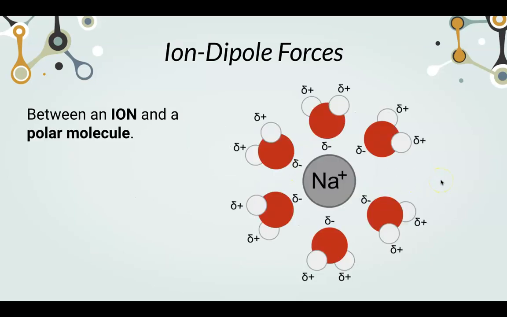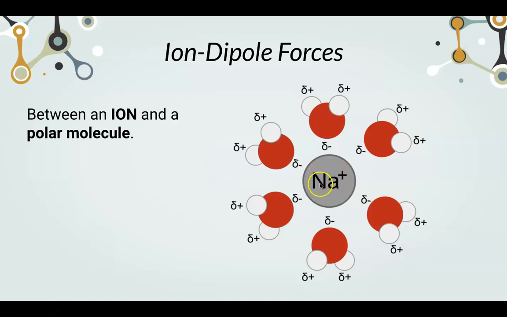Okay, there's a couple of different kinds of IMFs, that's how we abbreviate intermolecular force, that we are going to talk about today. The first type we'll talk about is an ion-dipole interaction. Not surprisingly, this happens between an ion and a dipole. And we learned that a dipole is just another word for a polar molecule.